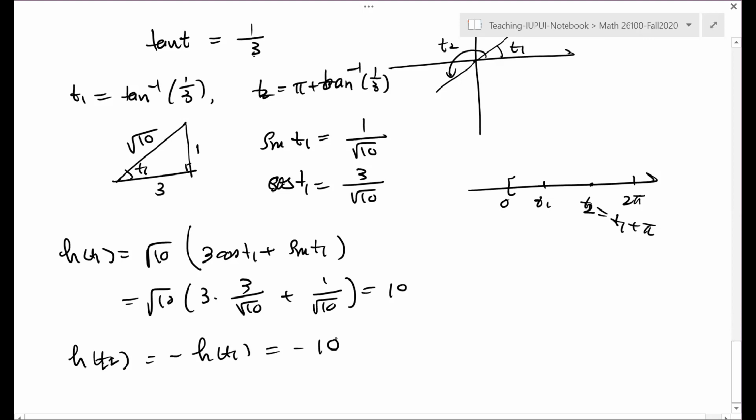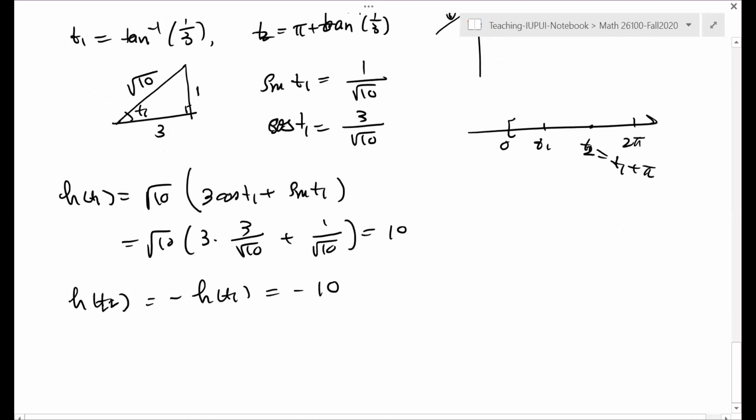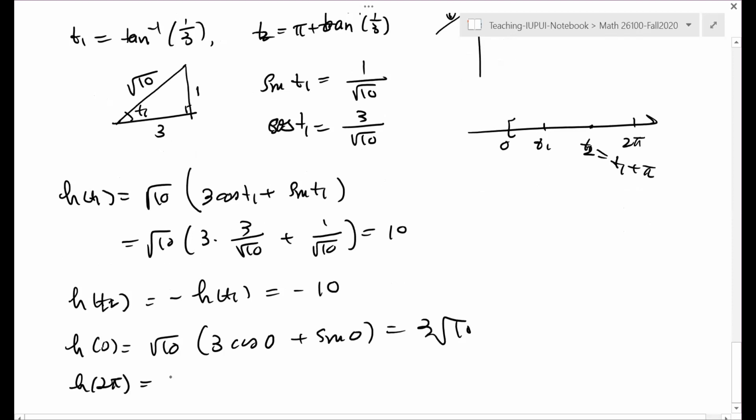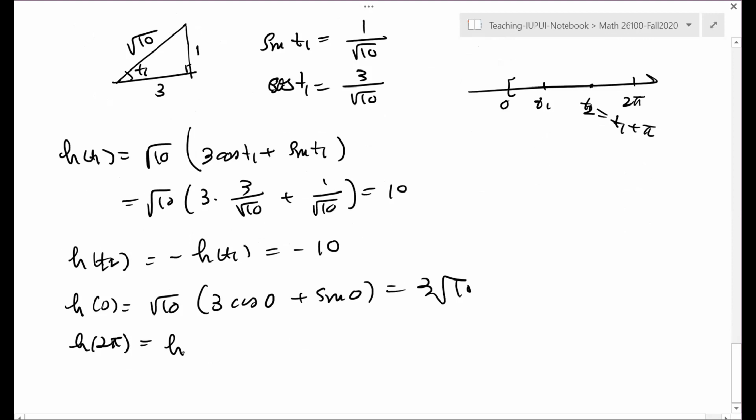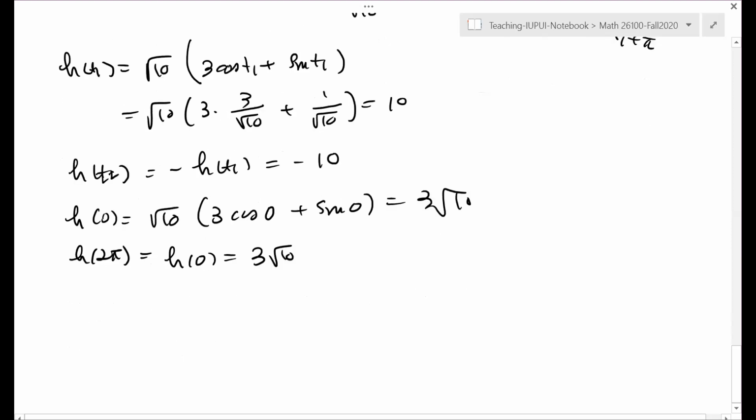All right, since we have restricted the function to a circle, the circle becomes an interval now. So you also have to look at the value at the endpoint. The value at the endpoint is square root 10 times 3 cosine 0 plus sine 0, so 3 square root 10. And h of 2 pi is the same, it's going to be h of 0. It's a periodic function. So clearly, the maximum value is 10, and the minimum value is negative 10.